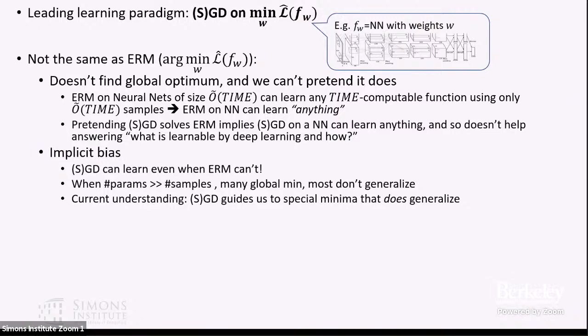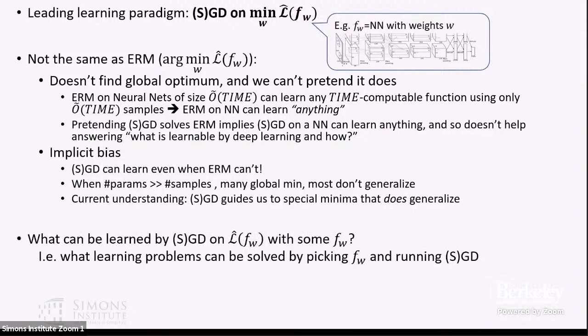Just getting 0 error doesn't get you anything. When we're training, gradient descent corresponds to finding a minimum norm solution, which might actually behave very well. Pretending we're just doing ERM completely ignores that, right? So that might also give us a lot of power. Hopefully what I convince you is that asking what can we learn by gradient descent is very different from asking what can we learn by ERM.